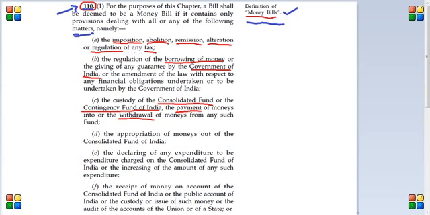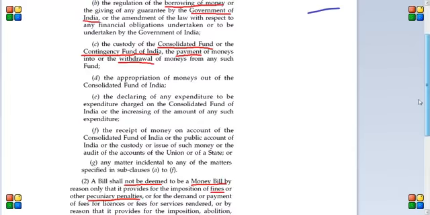B, subclause B says the regulation of the borrowing of money or the giving of any guarantee by the Government of India, or the amendment of the law with respect to any financial obligation undertaken or to be undertaken by the Government of India. Once again, it's clear, if the Government of India wants to borrow any money or wants to give its guarantee for any kind of borrowing, then if any such provisions are present in a bill, that bill is also called a money bill.